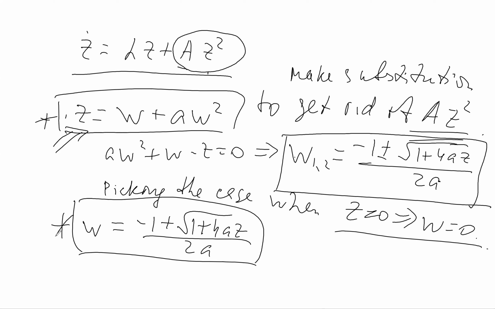So we should work on with this. We have this very complicated substitution, and we should do something with it. I will copy it again. So we still work with this. Now we know that this is the backward substitution: w was equal to -1 plus square root of 1 plus 4az, divided by 2a.